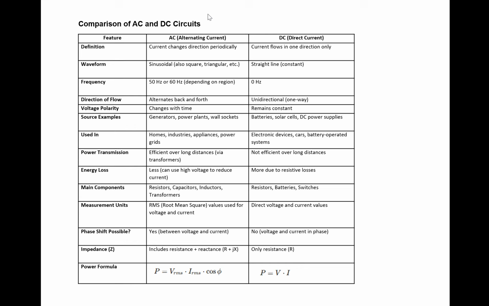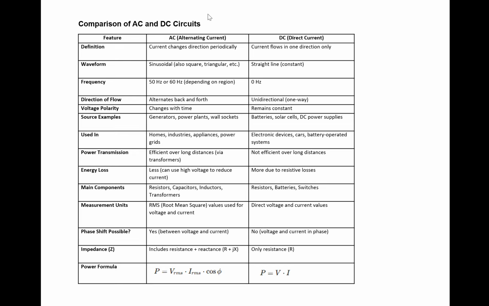Next, power transmission. AC is preferred for long distance transmission because its voltage can be easily stepped up or stepped down using transformers. High voltage transmission reduces current and minimizes power loss. Whereas DC is generally less suitable for conventional long distance distribution because changing voltage levels requires more complex power electronic converters. Therefore, DC is mainly used in local and battery powered systems.